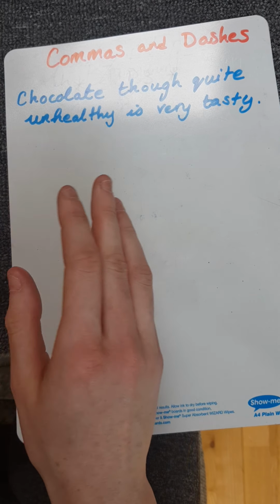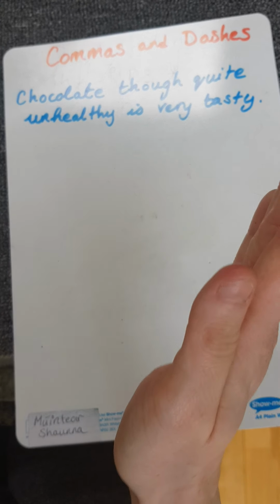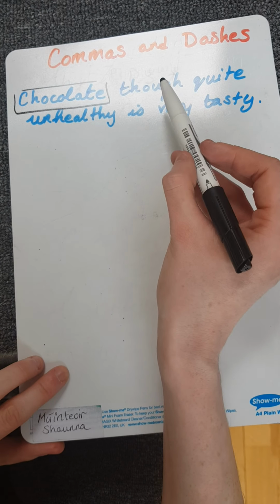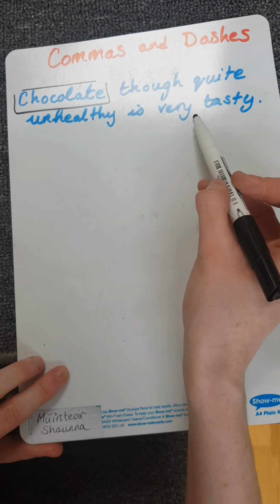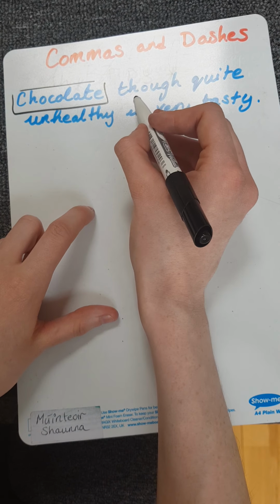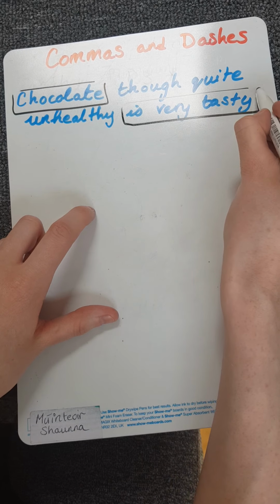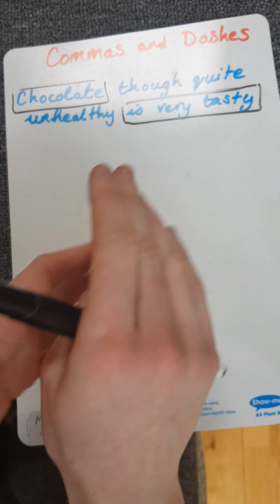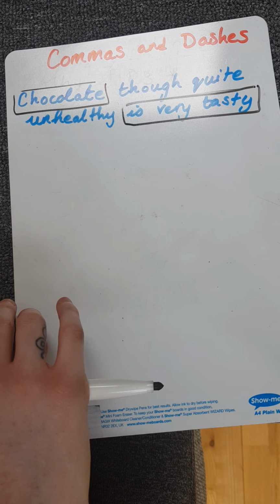So let's see. First of all, can we find the main piece of information at the end? Chocolate is what we're referring to. Chocolate, though quite unhealthy, is very tasty. So this is our main piece. It's at the end, so it's our main piece. Chocolate is very tasty. Okay? That is our main sentence. Chocolate is very tasty. All right.